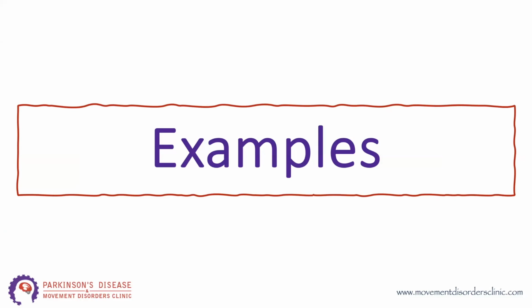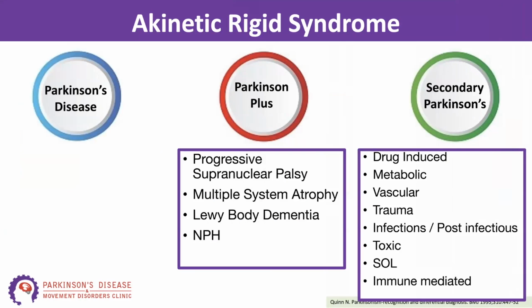When we start working on akinetic rigid syndrome, this is the table we get. The classical example of akinetic rigid syndrome is Parkinson's disease, where people will have stiffness, slowness, and postural instability. However, some people may have symptoms of Parkinson's disease, but they don't have actual Parkinson's disease. Their response is not similar, and they have associated other features, either in the form of vertical gaze palsy, dysautonomia, cognitive issues, behavioral issues. So we call them Parkinson plus syndromes.